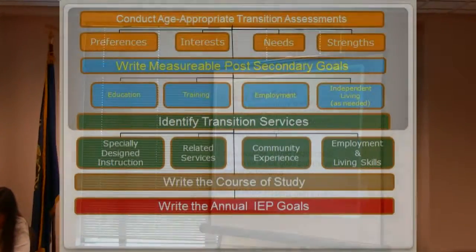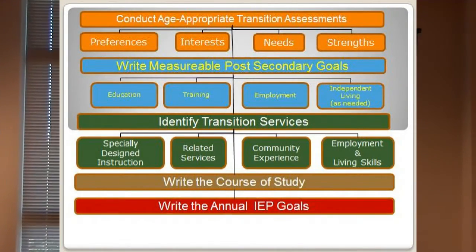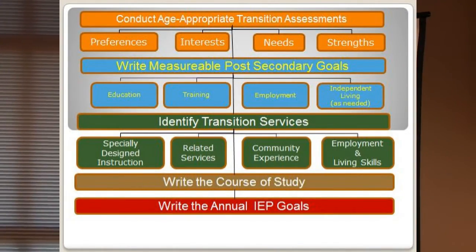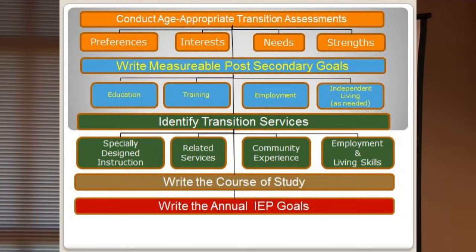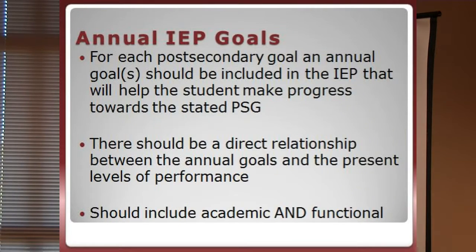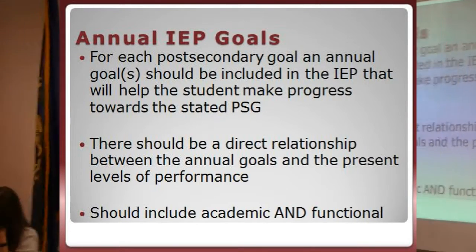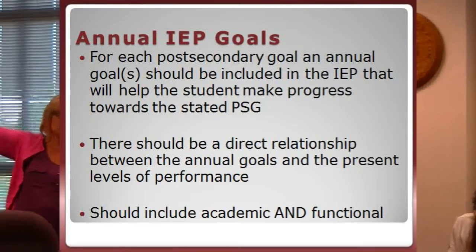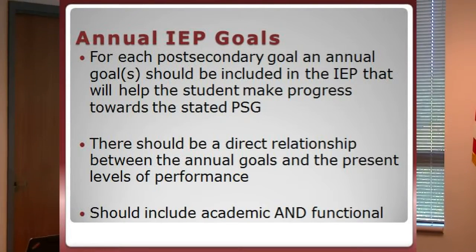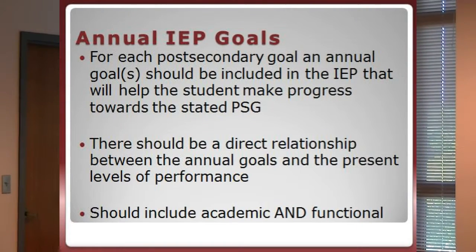Course of study, you should be able to do the annual goals. And the annual goals come from that assessment at the top. Because you found maybe an area of need that the student needs to work on in a specially designed instruction area. They may need related services. They may need something to acquire those skills to get to that post-secondary goal. So they need to be stated in the IEP.